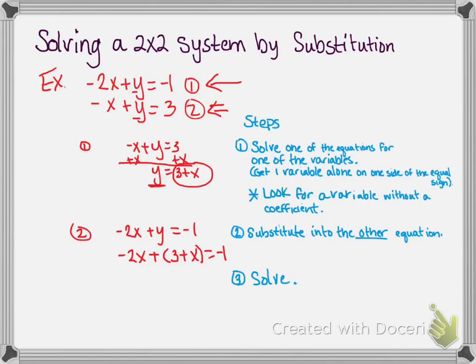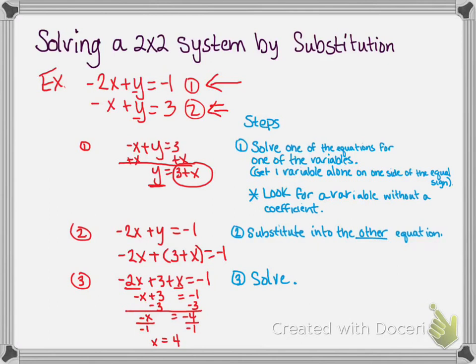Solve. Okay, now I've got an equation with just x's, so this should be easy for me to solve. Combine my like terms, so got rid of the parentheses. Negative 2x plus 3 plus x equals negative 1. Combine my x's. Becomes negative x plus 3 equals negative 1. Move the 3 to the right hand side. Negative x equals negative 4. Divide both sides by negative 1. x equals 4. We're halfway there.